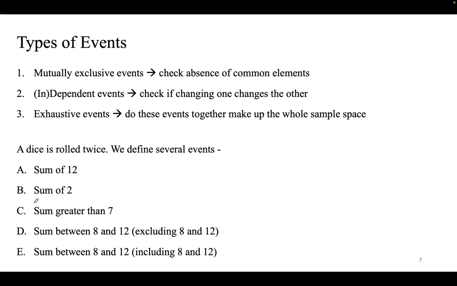So can you tell me 2 events, of these 5, which are mutually exclusive of each other? That means there are no common elements in them. Multiple answers are correct in this. So which 2 events will you say are mutually exclusive? A and B. A and B, simple, right? So A and B are mutually exclusive. A and C is not mutually exclusive, right? A and D is, right? But A and E is not, right? So you get the idea, right? Mutually exclusive.